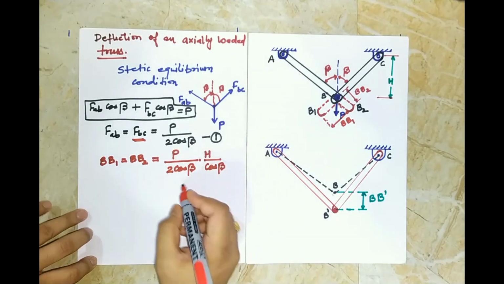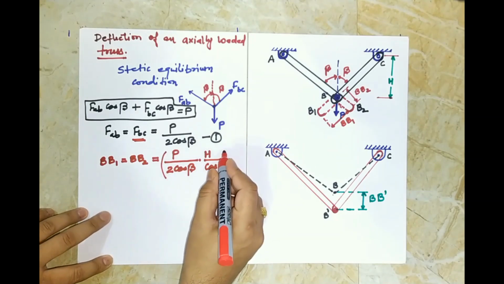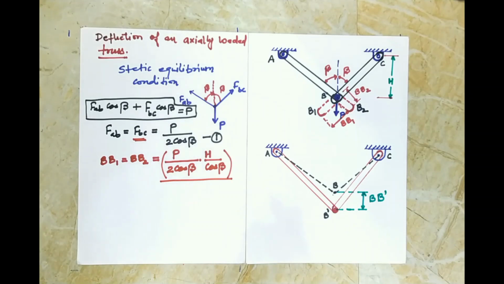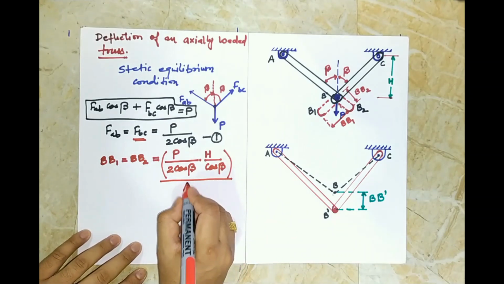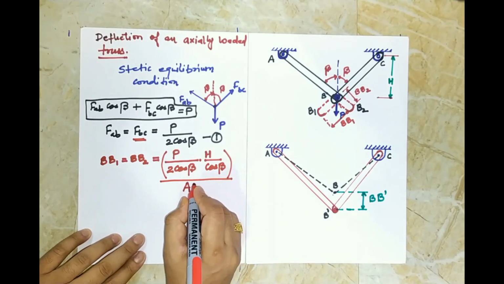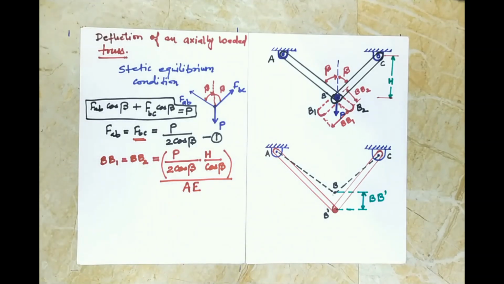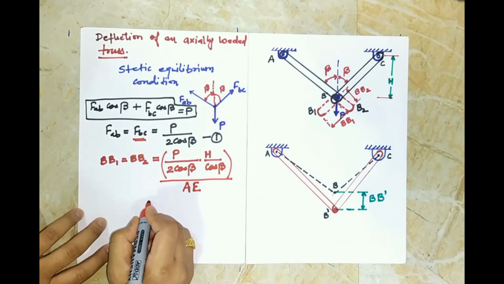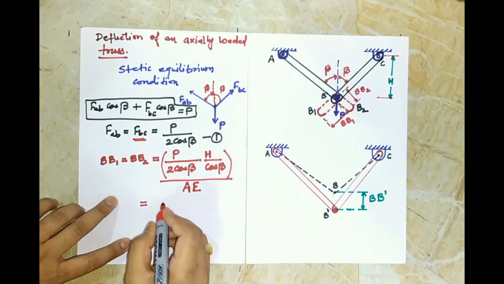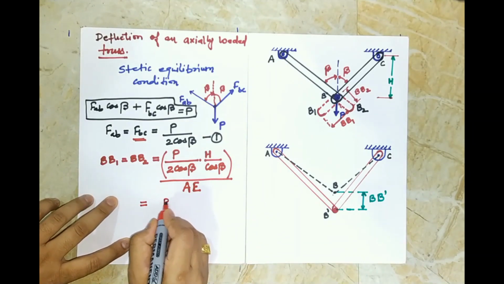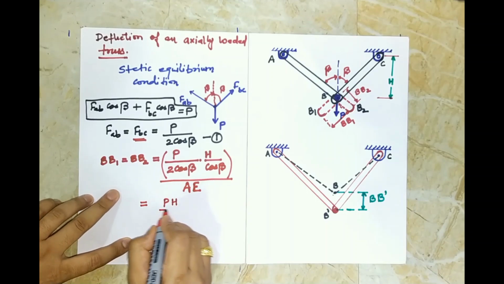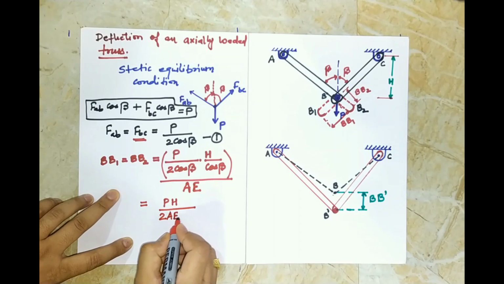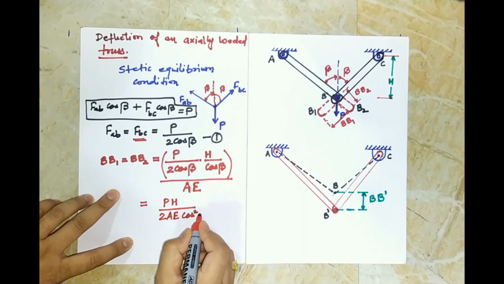PL upon AE. Now what is the area of cross section here? Area of cross section, A, was already given, and E is the Young's modulus. This is our change in length of each of these members, which can be written as PH by 2AE cos square beta.